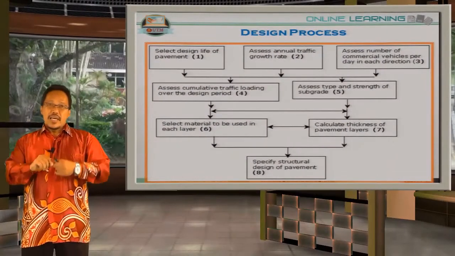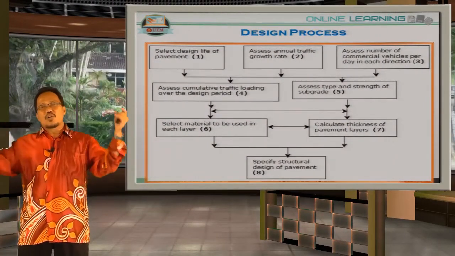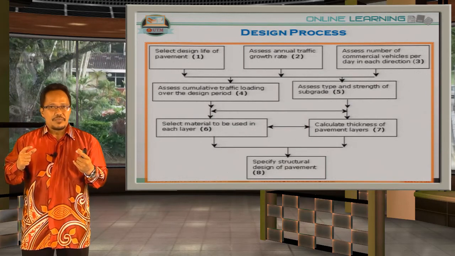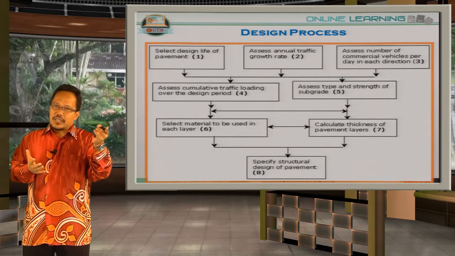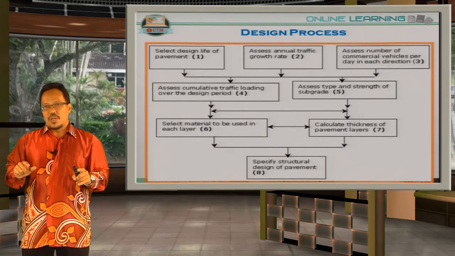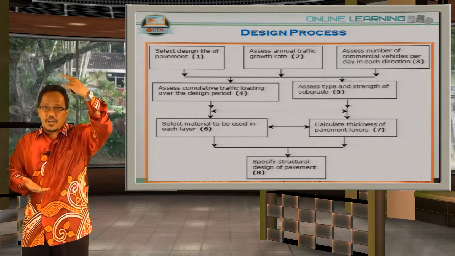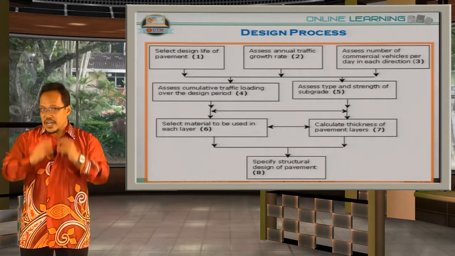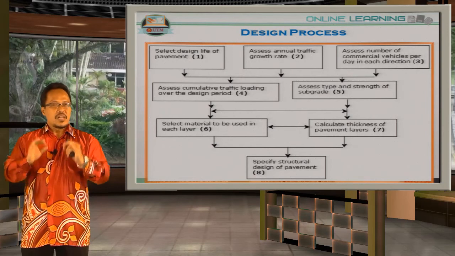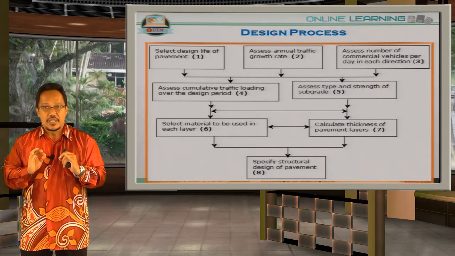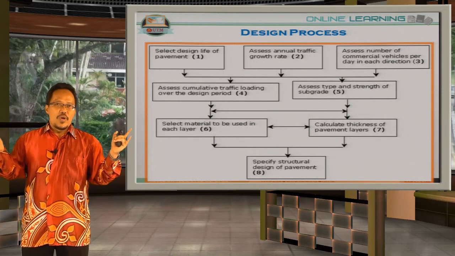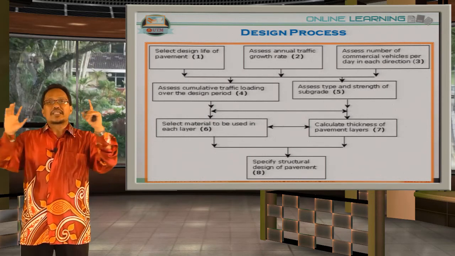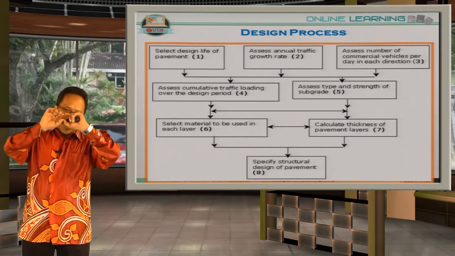Okay, and then assess, let's say for your design life of 10 years, how much cumulative traffic loading? What's the value of traffic loading for that design life? Check your subgrade. As we learned in chapter 1, the CBR value. What is the CBR value of your subgrade? The higher the CBR value, the stronger your subgrade is. And then select the material to be used in each layer. Remember to use local material. Try to use as much local material as you can. And then calculate the thickness. And of course, we as engineers, we love to look at just the sketch. Sketch the structural pavement: wearing course 50 mm, binder course 100 mm, and so on.